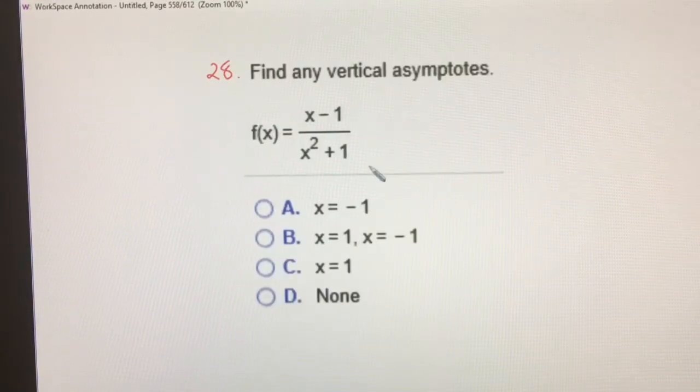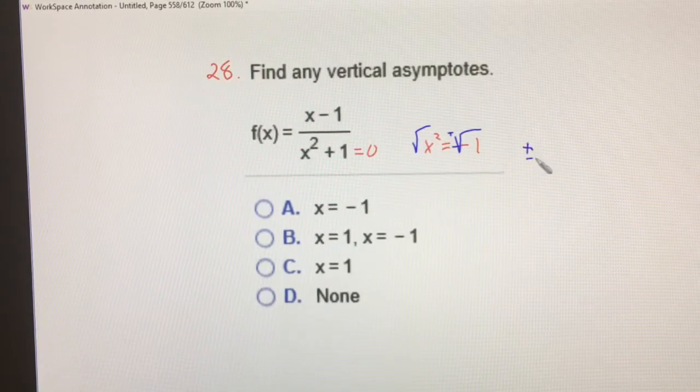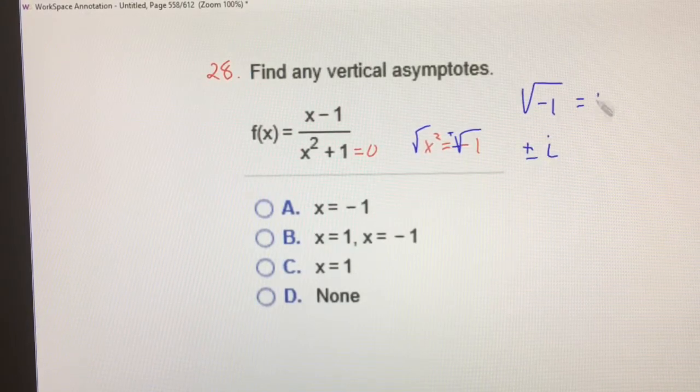Find any vertical asymptotes. This one is really tricky. I set the bottom equal to 0. And when I solve it, I get x squared equals -1. Then I square root both sides. And notice, when I square root, I add the positive and negative. But that's going to give me plus or minus i. The square root of -1 is equal to i. So this particular problem is not going to have any vertical asymptotes. It has a horizontal asymptote of y equals 0, but the vertical asymptote, the bottom will never equal 0.